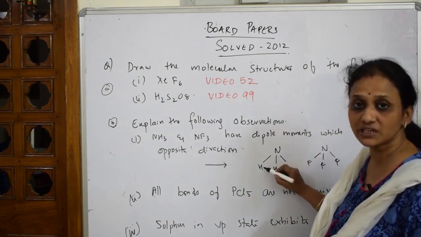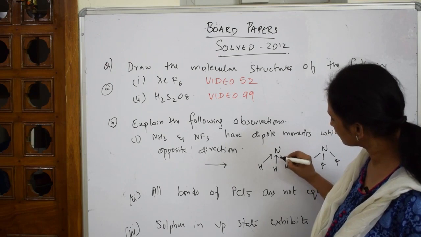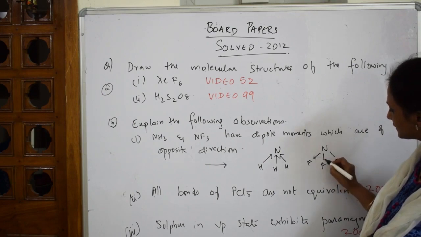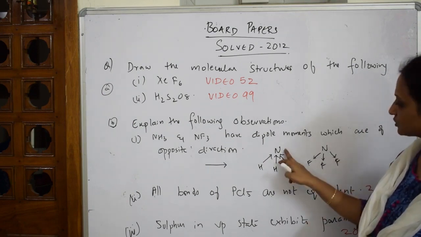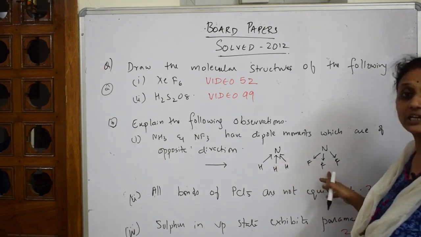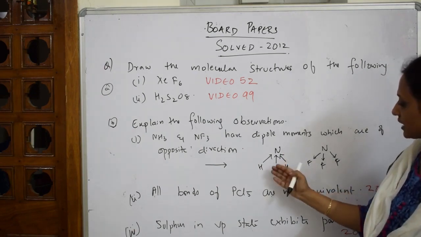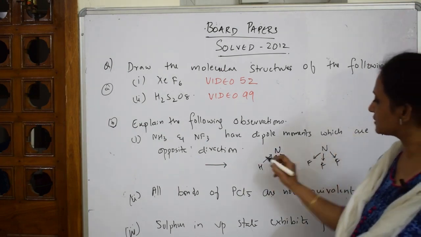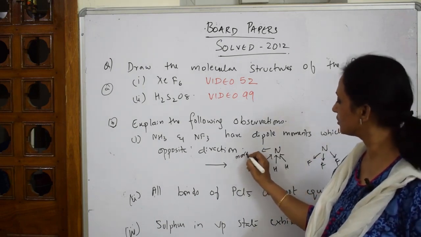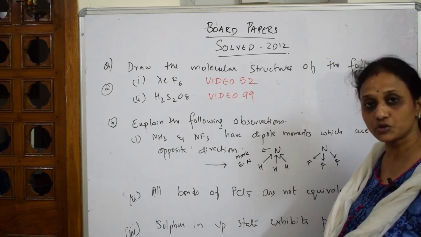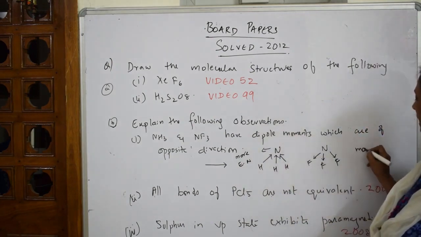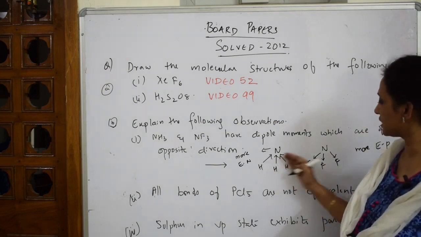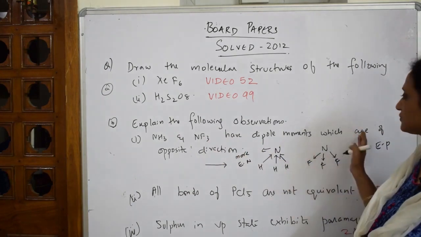Hydrogen is less electronegative than nitrogen, so the arrow points in this direction. Now, fluorine is more electronegative, and nitrogen is electropositive. So here the arrows are pointing downwards. Just write down, this is more electronegative, hence it drags the electron density. This is more electropositive, so this goes down. Because of this, the dipoles are in opposite direction. That's why they have dipole moments which are of opposite direction.